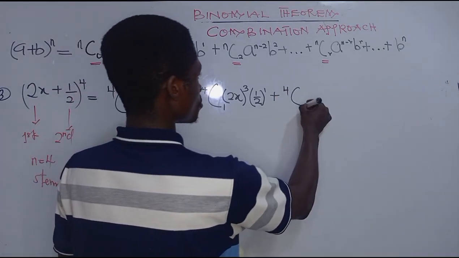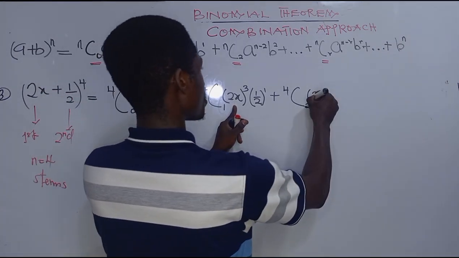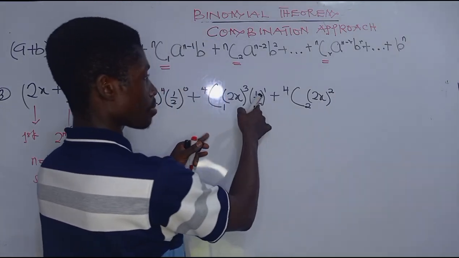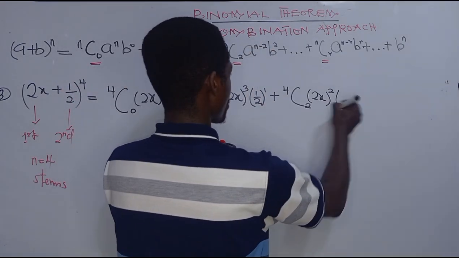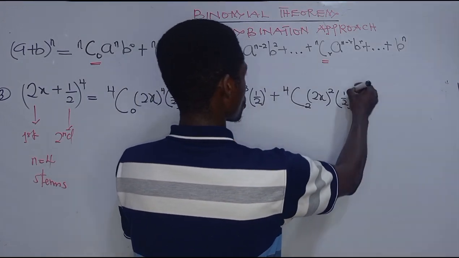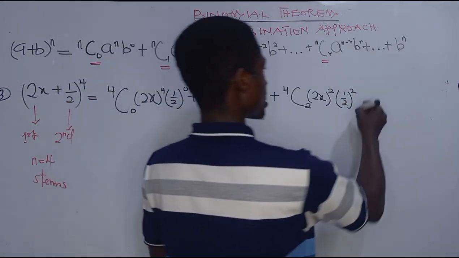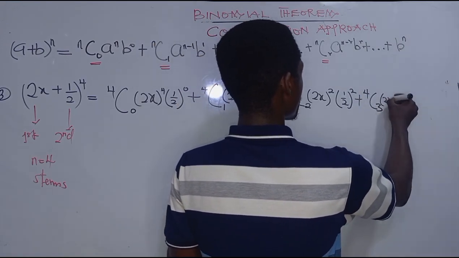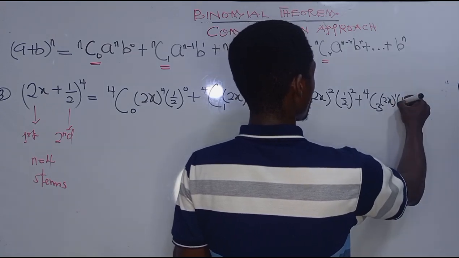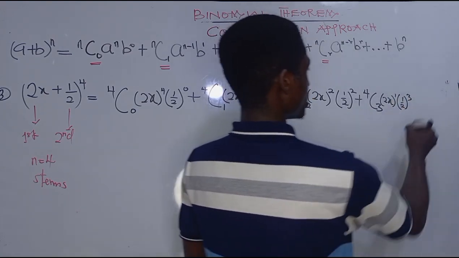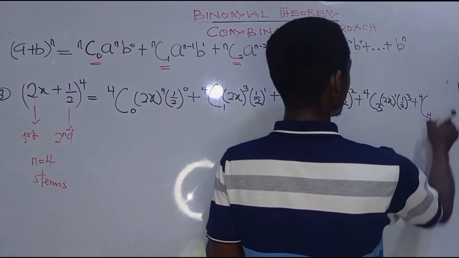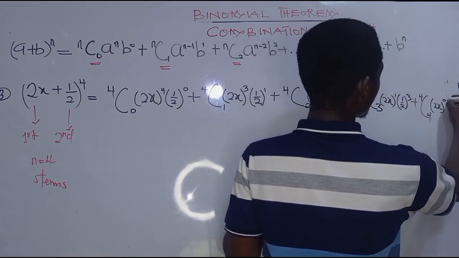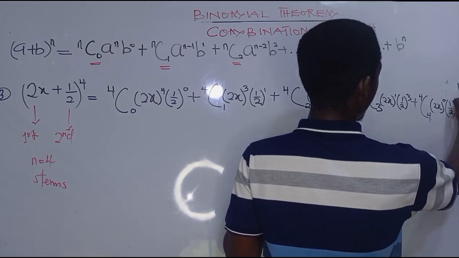From 1, you move towards 2. And then we have 2x. From 3, it decreases towards 2, while the power of the second term increases, from 1 it moves towards 2. Easy as ABCD. Then we have 4 combination 3, 2x raised to the power 1, 1 over 2 raised to the power 3. And then we have the last one, 4 combination 4, 2x raised to the power 0. And then we have 1 over 2 raised to the power 4.